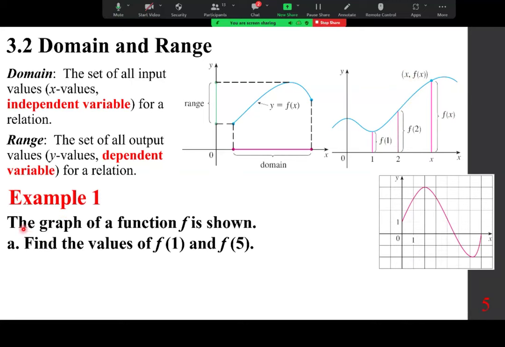So here's the first example. The graph of a function f is shown. Find the value of f of 1 and f of 5. That means locate the 1 along the x-axis and find the point on the graph. And that point has coordinates 1, 3. Therefore, the answer for f of 1 is 3.